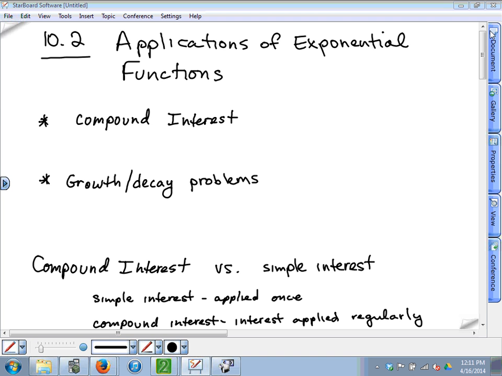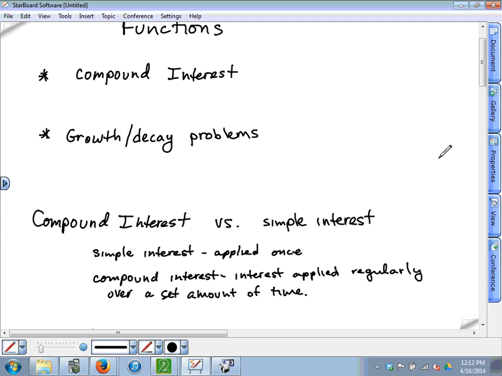After month 1, it was $1,100, but after month 2, it's another 10%. But 10% of what now? 10% of $1,100. So the interest is even more. Okay. Now after month 3, that's going to be 10% of the growing total. Do you see how that can grow and get bigger and bigger pretty quickly? Yeah. That's compound interest. Compound interest is interest that's applied regularly over a set amount of time. You end up accruing much more interest that way.